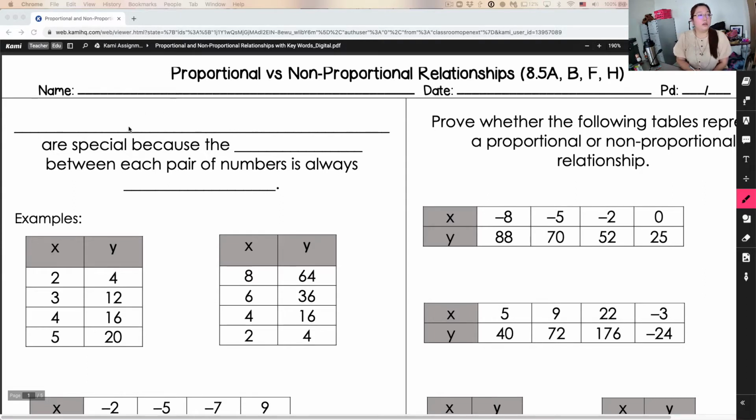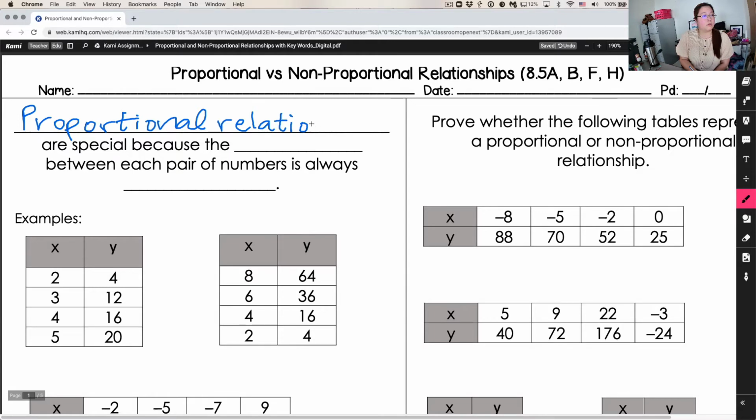Okay, so we're on the first page. Proportional relationships are special because the distance between each pair of numbers is always the same. They're equal. We've already talked about proportional relationships before when we were doing direct variation. So that's what makes them special.